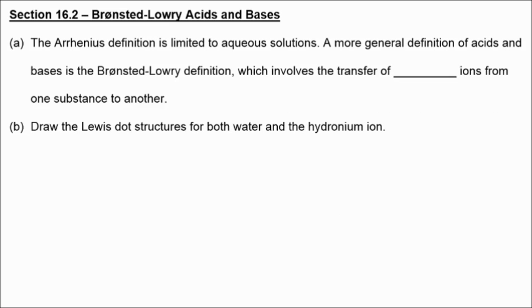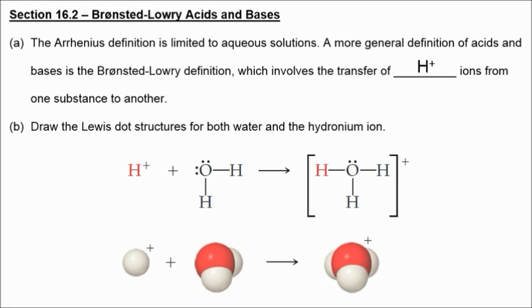Section 16.2, Bronsted-Lowry acids and bases. The Arrhenius definition is limited to aqueous solutions. A more general definition of acids and bases is the Bronsted-Lowry definition, which involves the transfer of H+ ions from one substance to another. So water, whenever it accepts H+ ions, forms the hydronium ion, H3O+.